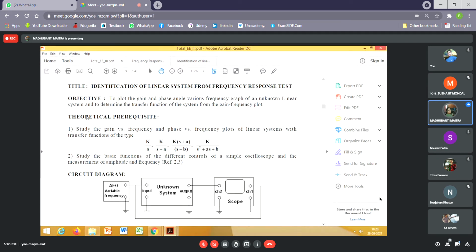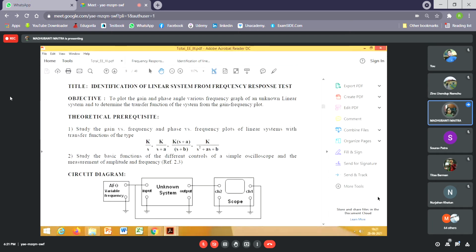So today we'll discuss the theory and basic essence of this particular experiment. The title of which, can you see the material? Yes, ma'am. The title is Identification of Linear System from Frequency Response Test, right? Now, this term identification is very important to us, so we'll have to learn what is meant by identification of a system. And in this case, the system is a linear system.